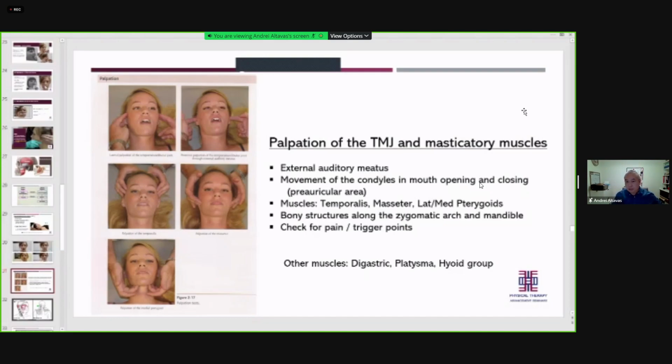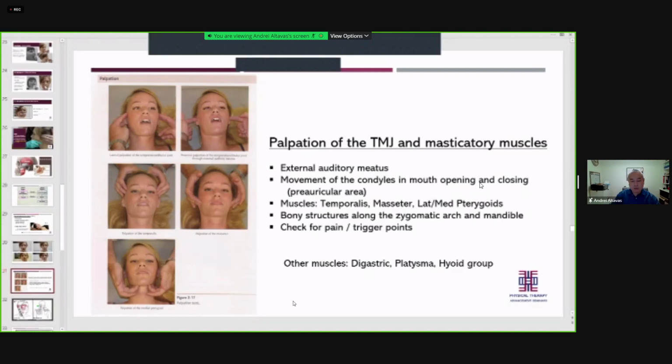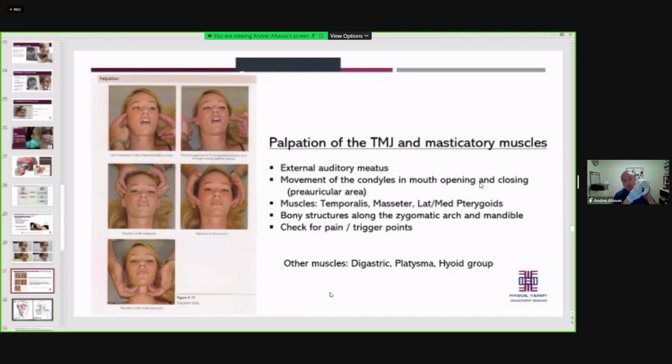Okay, so how to palpate the pterygoids? The medial pterygoid, this diagram down here is the area where you want to palpate your medial pterygoid. So basically, it's the area just immediately below the posterior part of your jaw. Okay, so that area is actually sensitive for a lot of patients. So you just be very careful when you palpate that area.